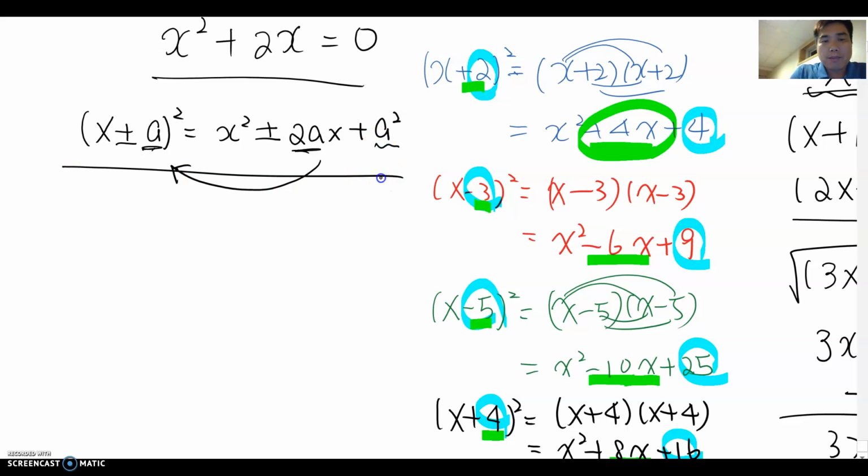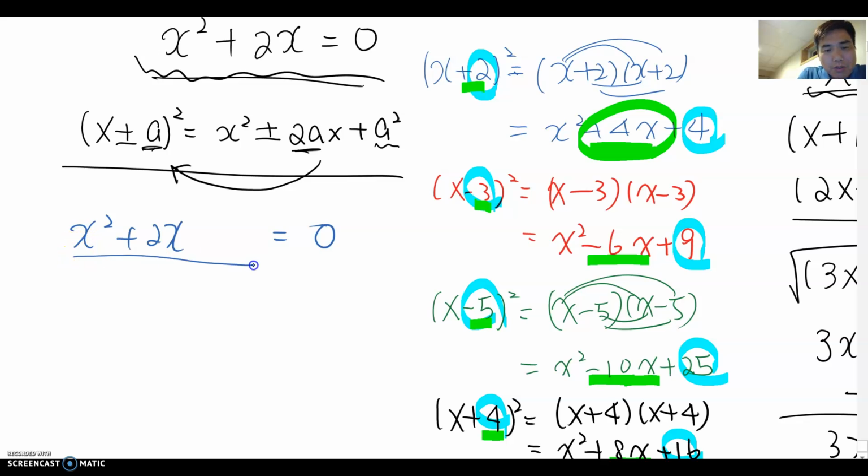Okay, then based on this property, I'm going to solve this problem here. So let me copy down this question under this property. So x squared plus 2x equal to 0 here. Now, this one looks more similar to this side expression. But as you see, there's no constant term here. Now, please think, what is half of 2 here?